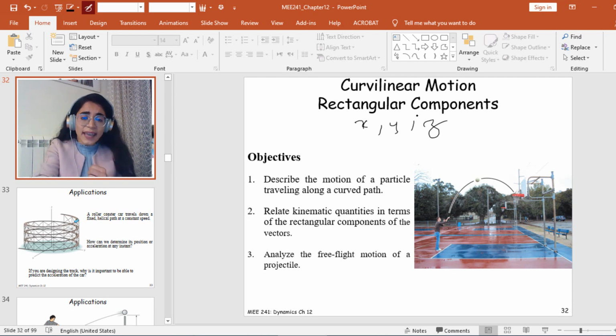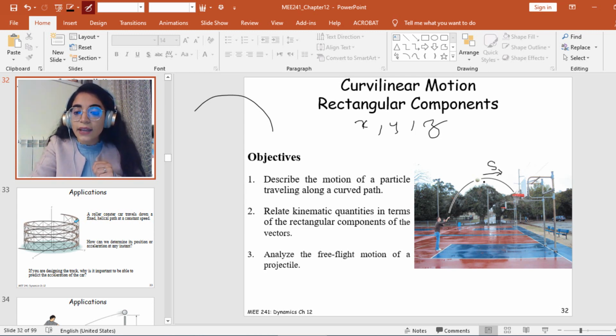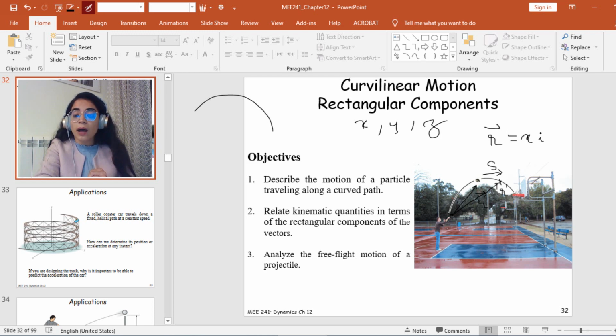In fact, guys, if I have a curved path like this one, like this basketball case here, S is always tangent to this path because, in fact, S is this path itself. However, if I want to find the position of this ball at this instant from, let's say, this origin here, then R will be this vector. This is R. After a certain time delta t, R prime will be this vector here. And this means that if I have a 2D motion, R could be represented in rectangular components as xi plus yj.